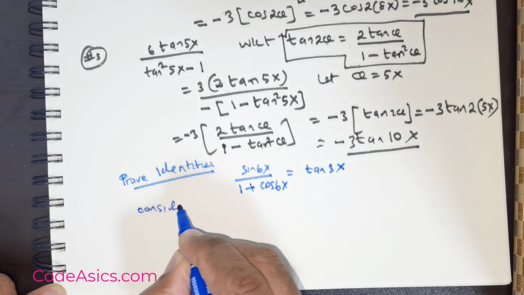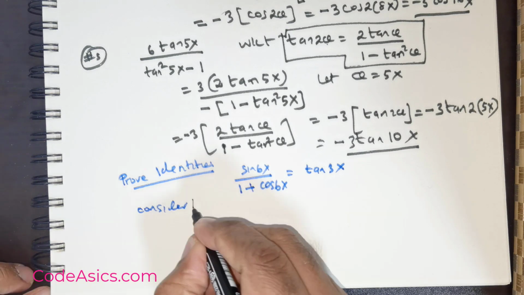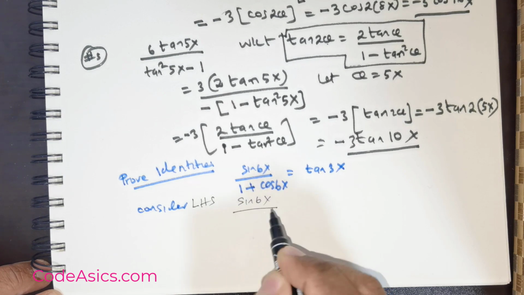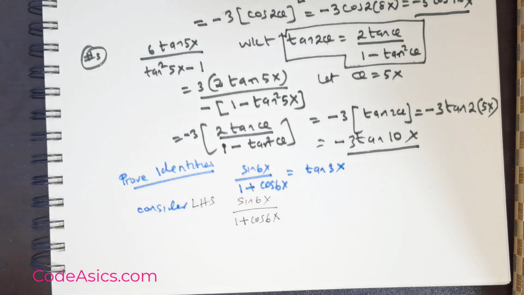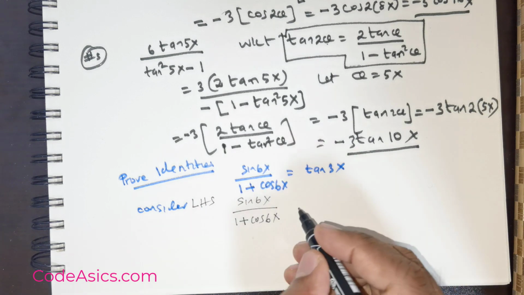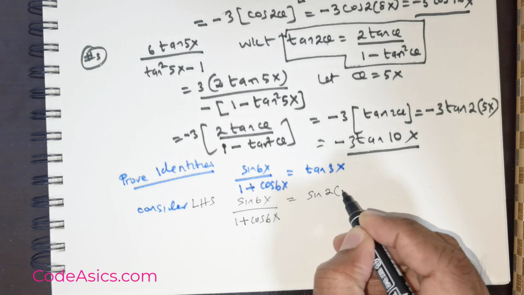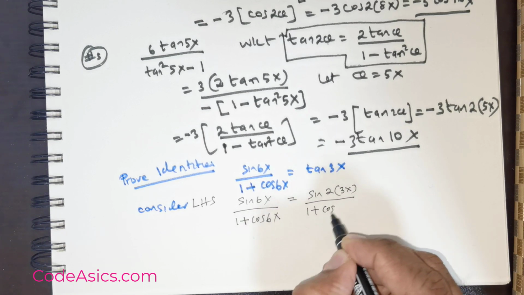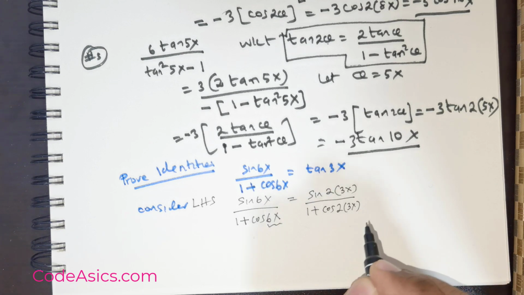Now, what I wish to do is, foremost, let me just consider the left hand side. So that's going to be sine 6x divided by 1 plus cos 6x. Now, I wish to write sine 6x as sine 2 times 3x divided by 1 plus cos 2 times 3x, right?